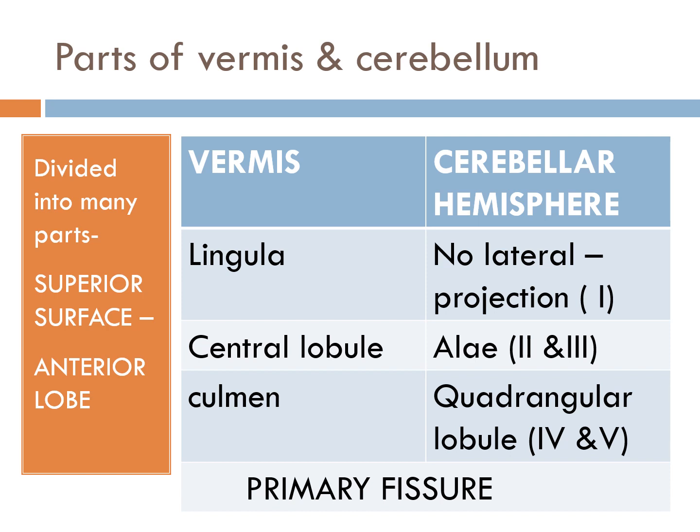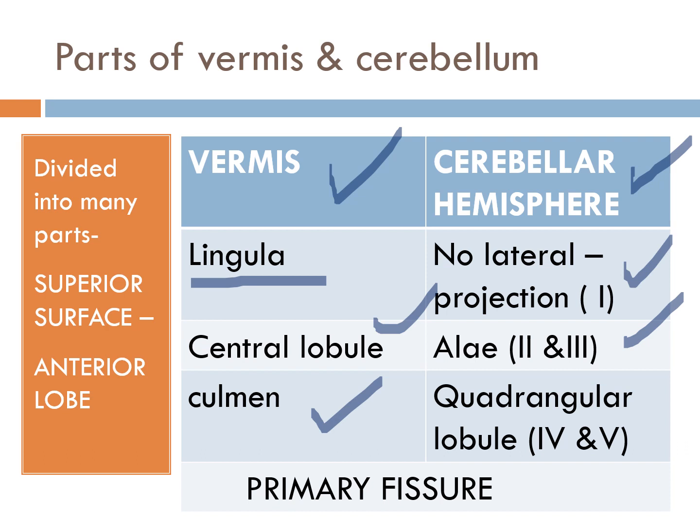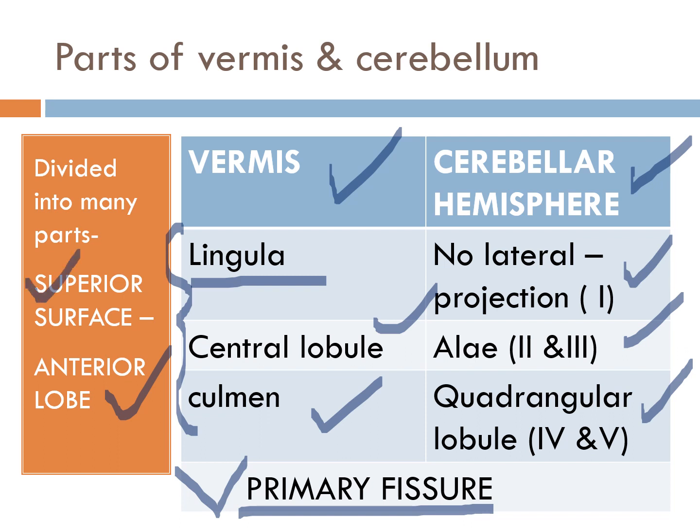We are telling which parts are present in the vermis and the corresponding part in the cerebellar hemisphere. Lingula does not have a lateral projection. The central lobule has a cerebellar hemisphere projection, that is ala. Culmen has the part in the cerebellar hemisphere called the quadrangular lobule. After this we have the primary fissure, which is V-shaped. Up to this is called the anterior lobe, which is present in the superior surface.